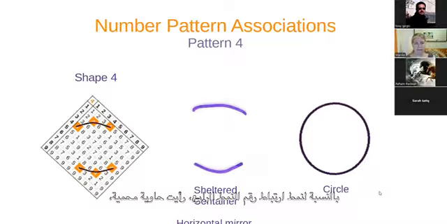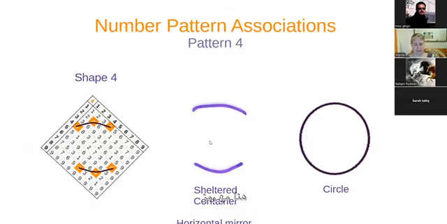For the number pattern association of pattern 4, I saw a sheltered container as well as an indicator of a horizontal mirror in the middle here, with the symbol of as above, so below. And when you connect them, you receive a circle.